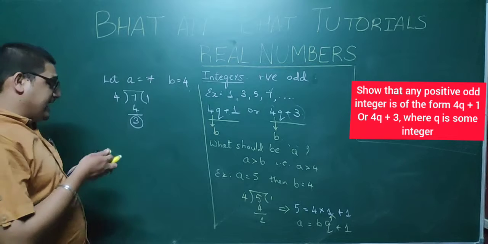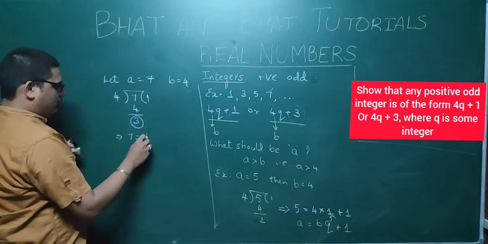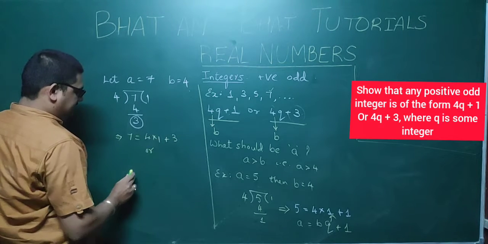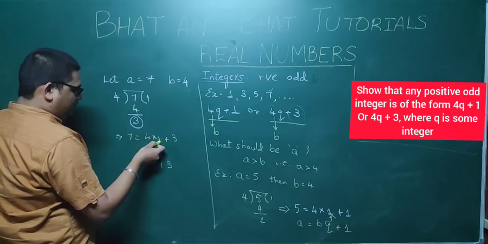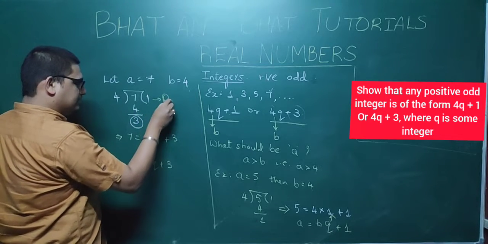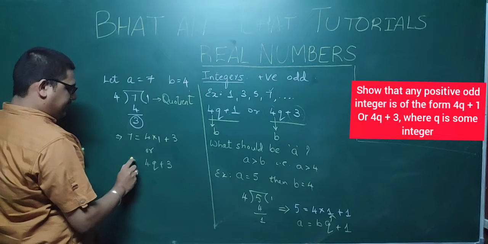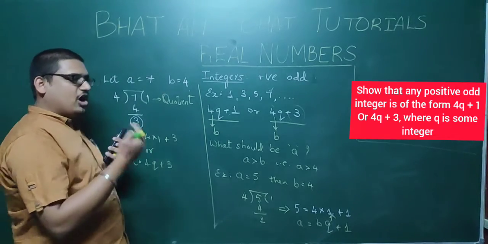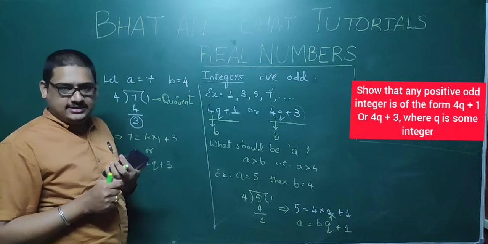Correct? So I will convert this into a statement. How? 7 is equal to 4 into 1 plus 3, or generally I can say 4q plus 3. That means I have replaced my 1 with its general representation, that is, this 1 stands for quotient. So I can say A is equal to 4q plus 3. That means I have got one more alternative expression for another positive odd integer.